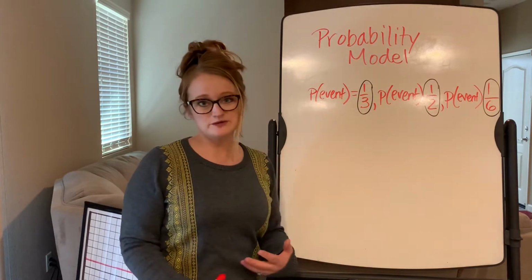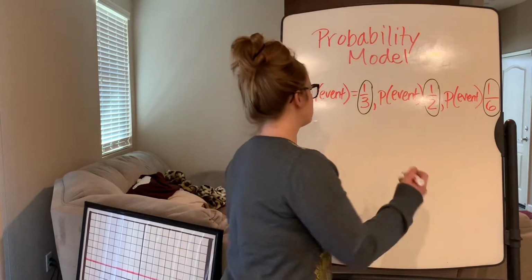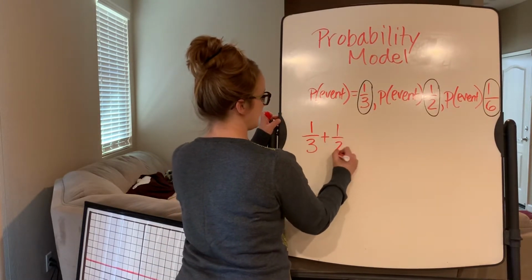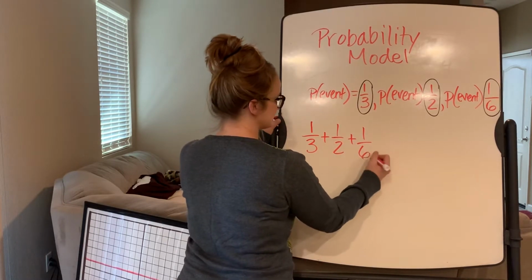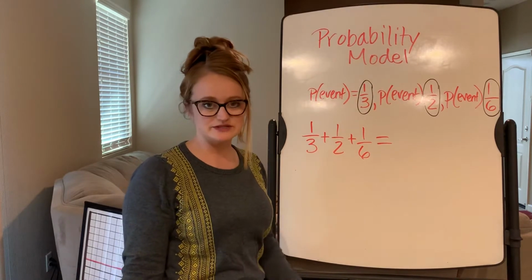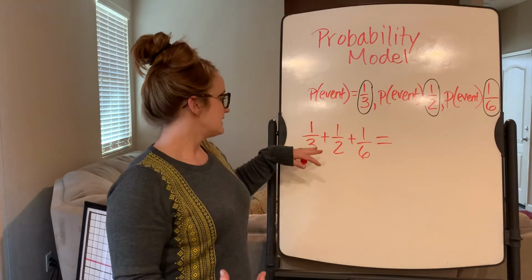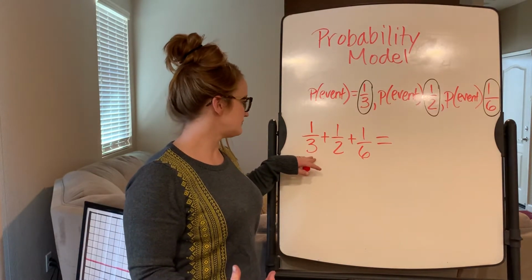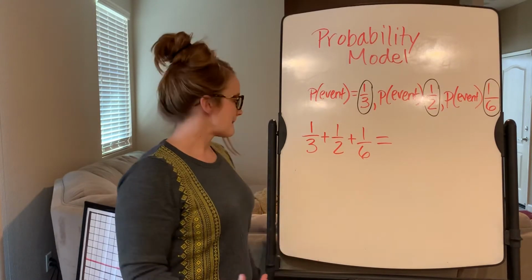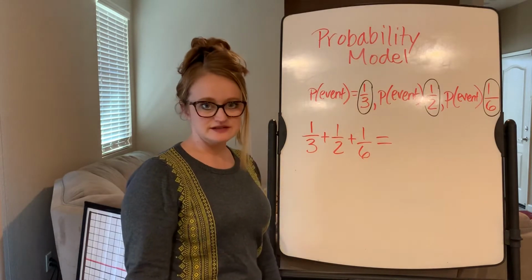So the review for this one is, how do we add fractions that have different denominators? Because what we need to do is 1/3 plus 1/2 plus 1/6. But all of these have different denominators, and you can't add fractions with different denominators. So the first task is to rewrite equivalent fractions for each of these so they all have a denominator of 6. If you'll notice, 3 and 2 and 6 are all factors of 6.